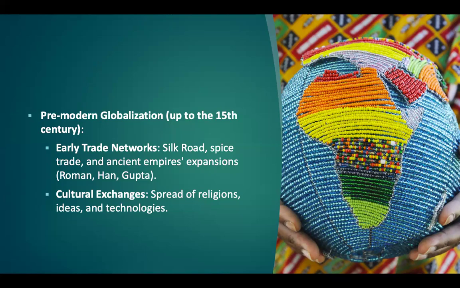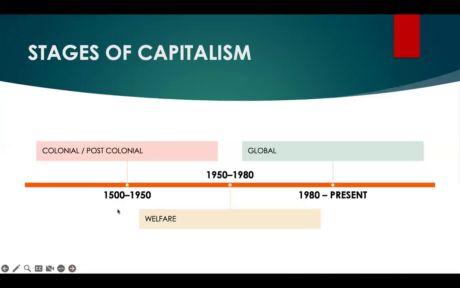So now I want to talk about the stages of globalization. Oh, the capitalism. Oh my goodness. Stages of capitalism, because now the next part of globalization is the stages of capitalism. Capitalism and globalization are deeply interconnected. As capitalism has evolved, it has driven and been shaped by global trade, finance, and production systems.